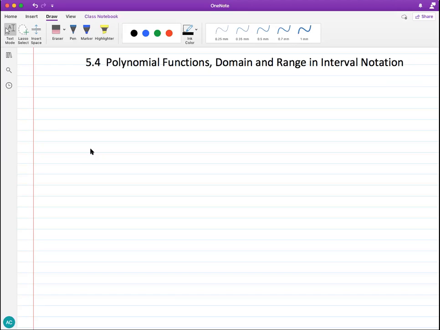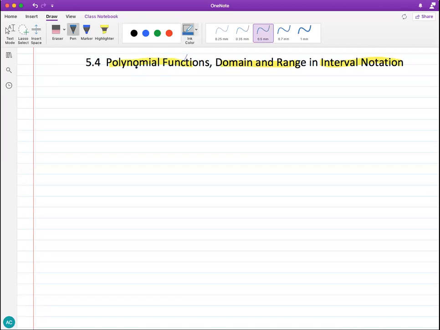Okay, so we're going to talk about polynomial functions, and we're going to talk a little more about the domain and range that we started last time. And we're going to introduce a new notation here, interval notation. Last time we talked about set notation. Today we're going to learn another one quite close to it. It's called interval notation. Polynomial functions and also domain and range.